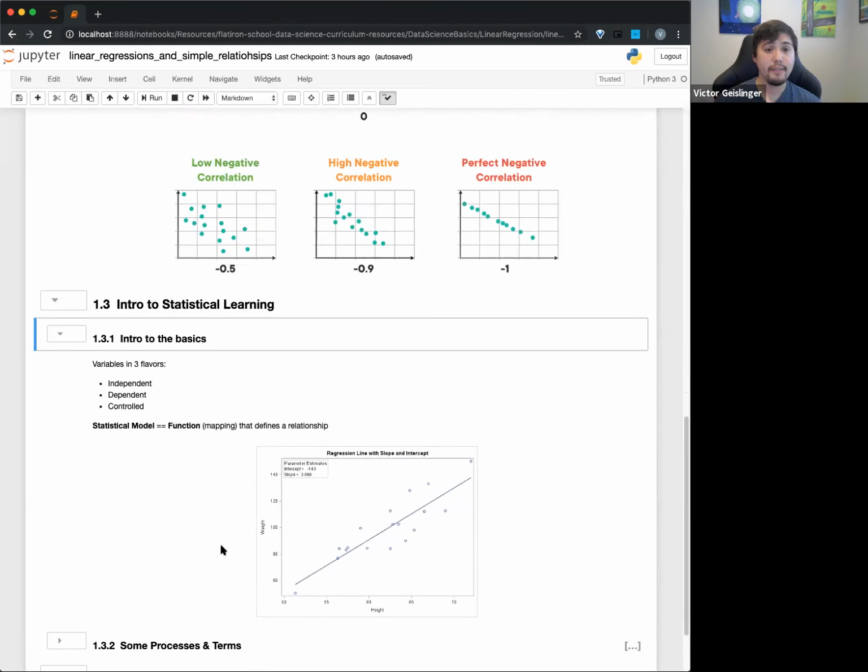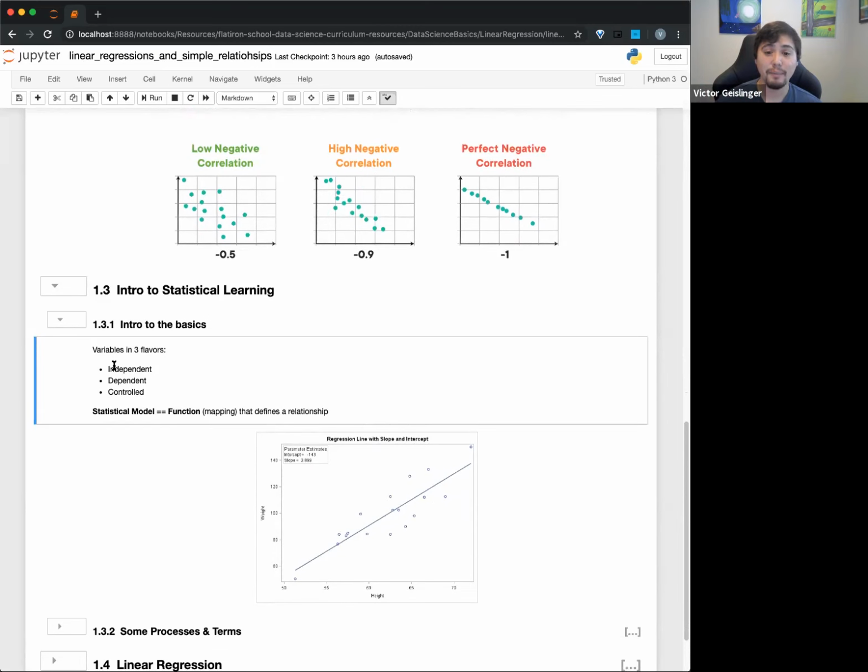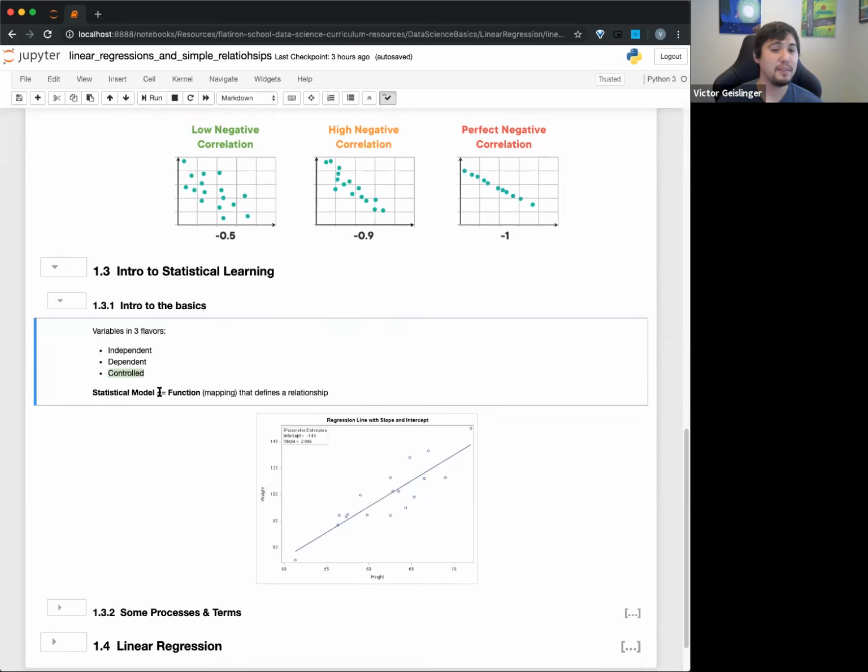Basically we have variables in 3 different flavors. If you're familiar with the sciences, these will look very familiar to you. Even my 7th, 8th graders when I was teaching science lab, I drilled this into their heads. I'm sure your 7th grade teacher at some point drilled it into your head, whether or not you remember it. But the important part is that you have 3 different flavors: an independent variable, a dependent variable, and possibly a controlled variable.